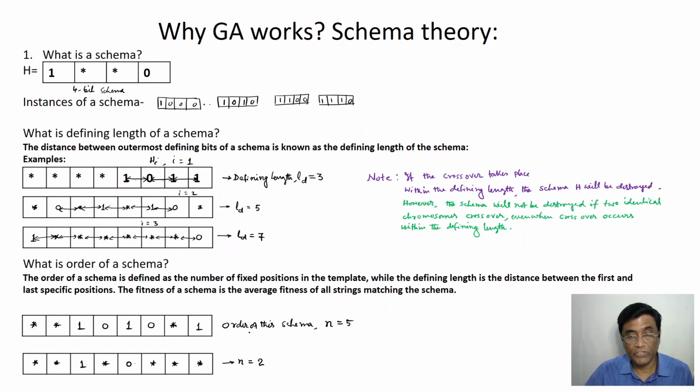Okay. So these are the fundamental things you need to know before we understand schema theory, which we are going to discuss in my next class. So stay tuned. You will definitely know why the genetic algorithm works. Although it's a stochastic search, this is not really completely heuristic.